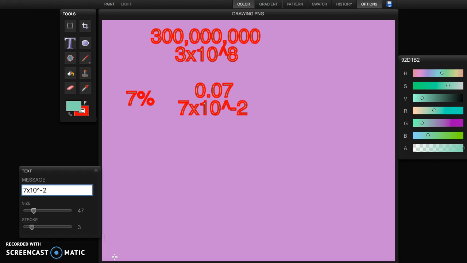Now we would have to take 7 times 10 to the power of -2 to multiply with 3 times 10 to the power of 8, because then it would show us if it's true or not that 7% of 300 million Americans is 20 million people who eat at the Giant Burger restaurant. We'll see if that's true or not.